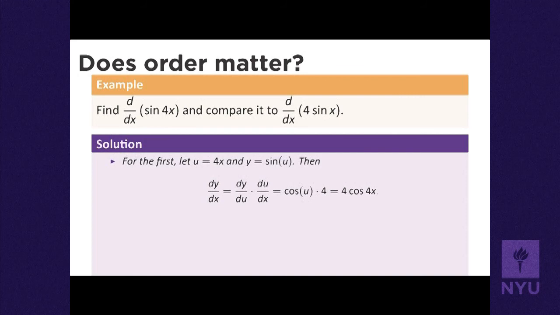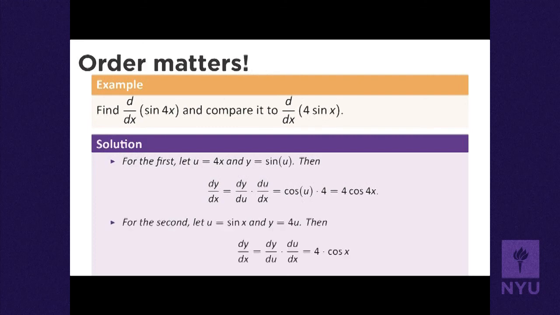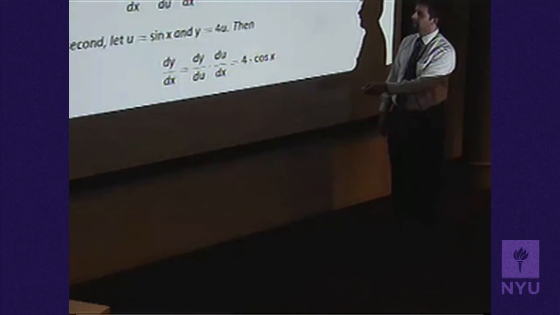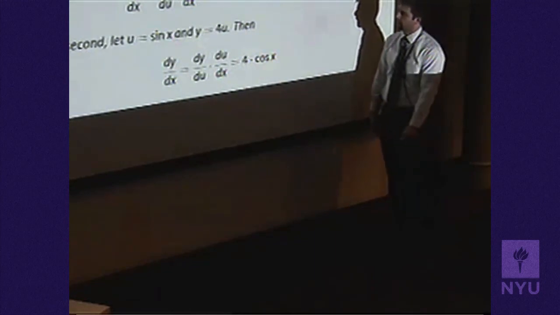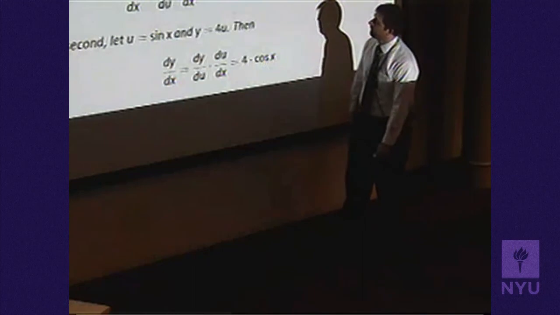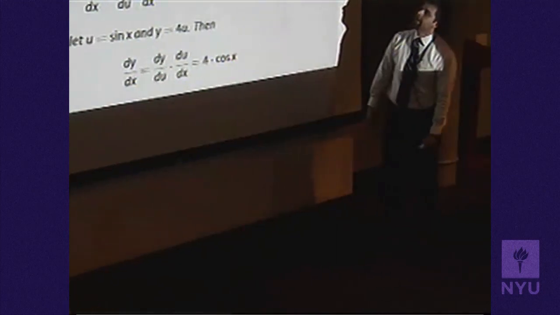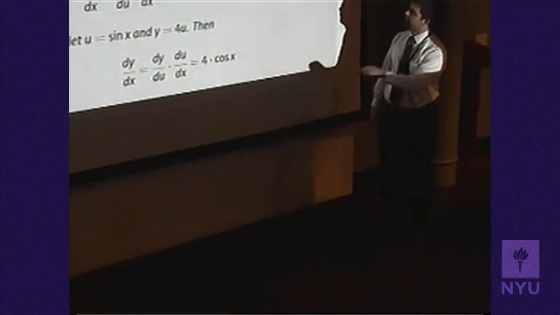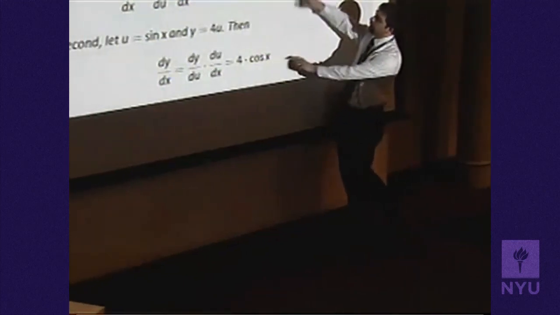Now, the derivative of 4 sine x. In this case, my two functions are the sine function and the multiply by 4 function, but I'm reversing the order in which I'm applying them. So I'm taking sine x, and then I'm multiplying by 4. The derivative of the multiply by 4 function is just the constant function 4, and the derivative of sine x is cosine x, and so I get 4 times cosine x. All right, so if these two functions are the same, then these two derivatives are the same. Are these two functions the same?